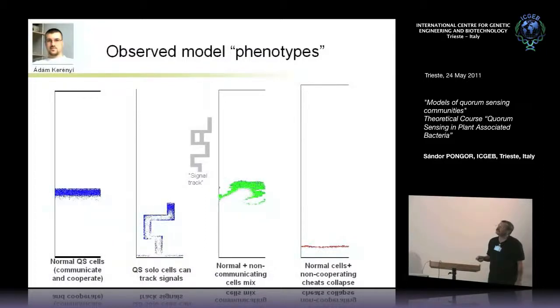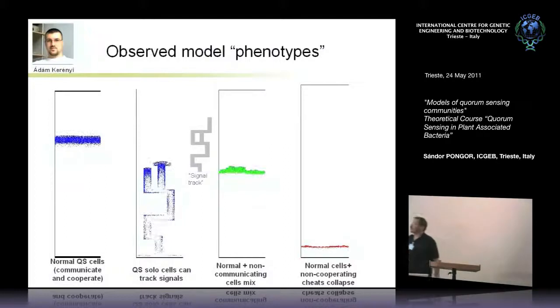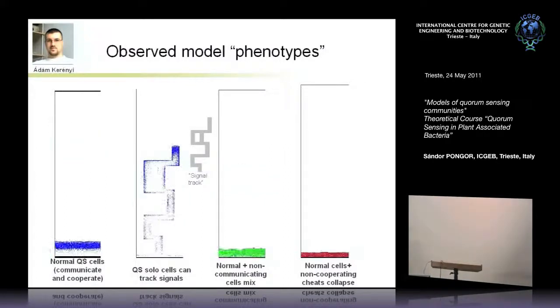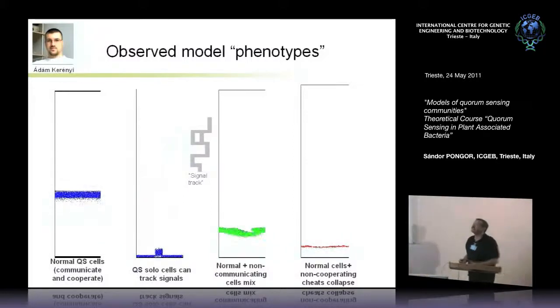And we make a streak of signal. This cell will perfectly track this signal track along. So this is a computer signal track.